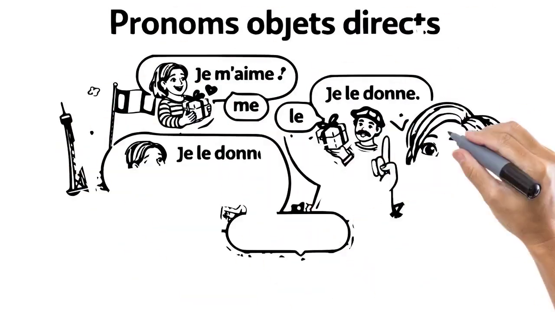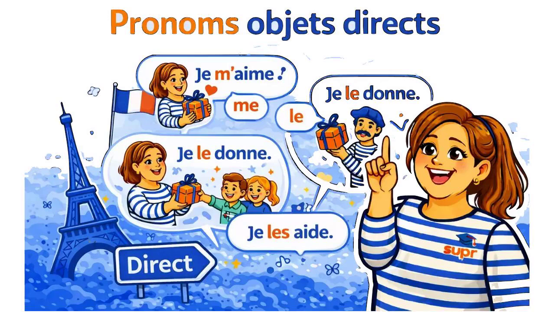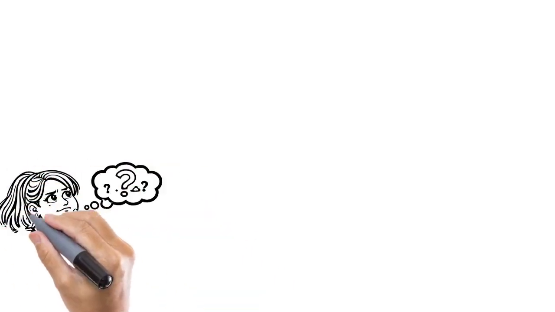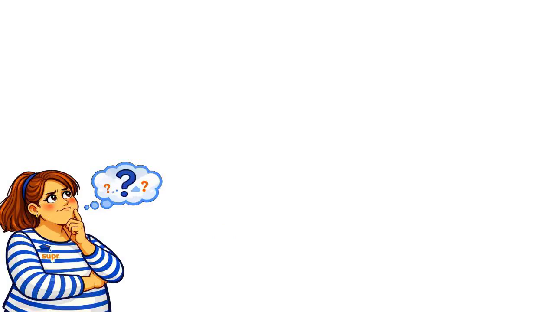Bonjour tout le monde. In this video I'm going to show you how to form direct object pronouns in French. So a direct object pronoun is a word that replaces the noun that is receiving the action of the verb so that you don't have to repeat the noun.